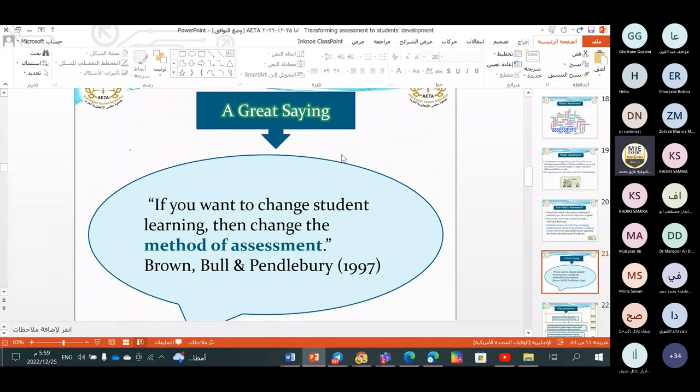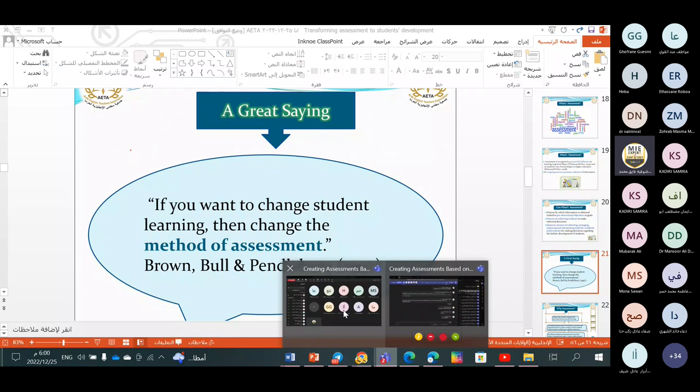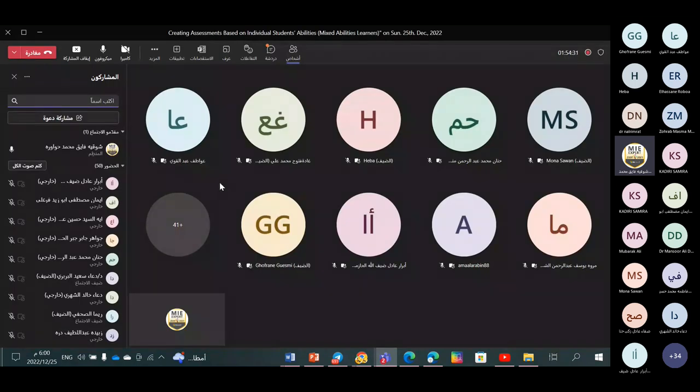It is said by Brown, Paul, and Bendleberry in 1997. Do you agree with this saying? It says, if you want to change student learning, then change the method of assessment. To what extent is this true? Do you agree with it? Please, who wants to comment?